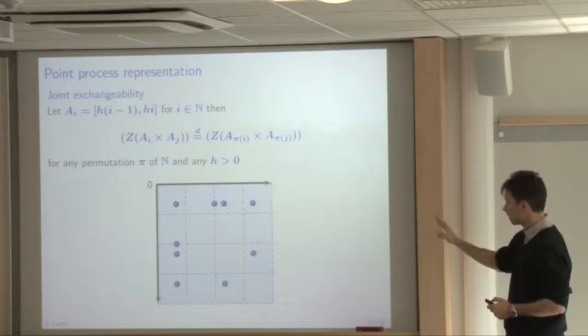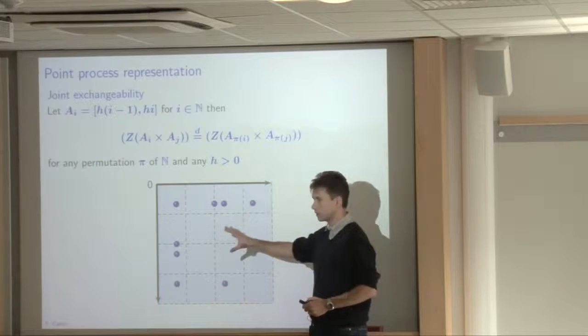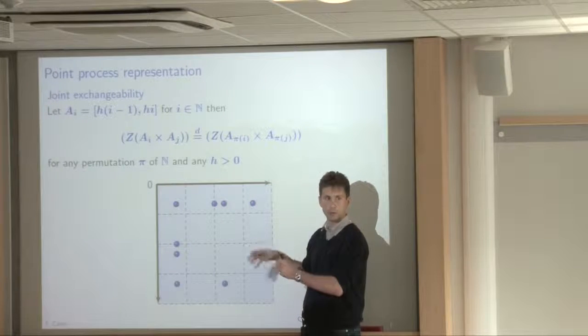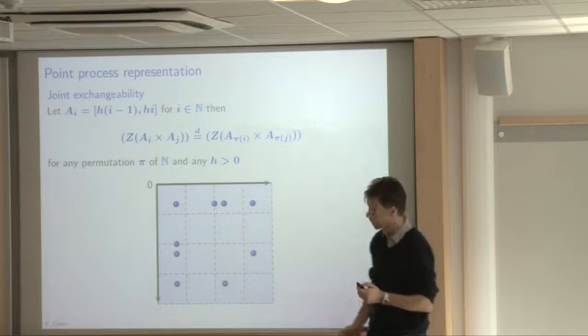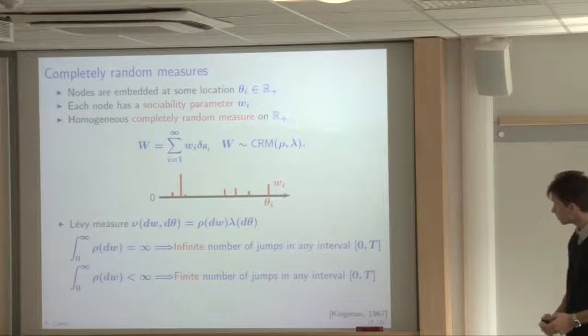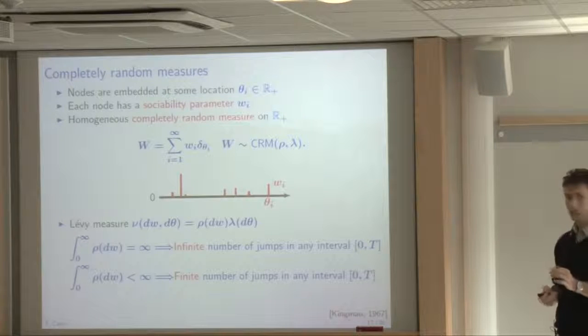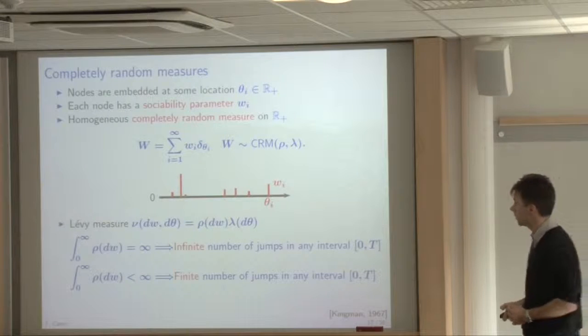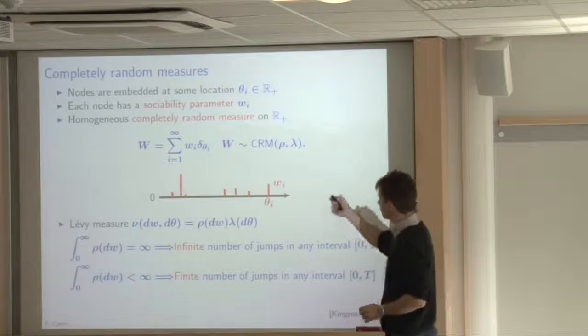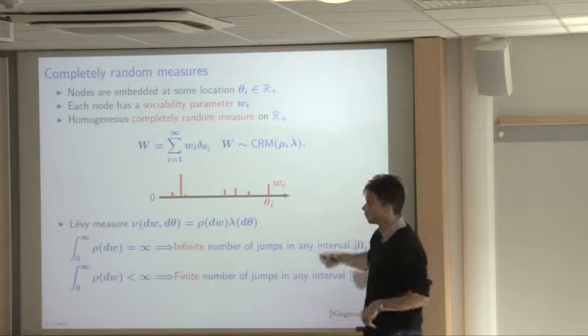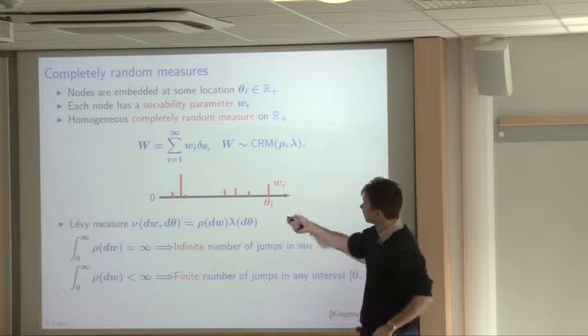Now I'll describe how the process will be represented. I will have these properties, and now I will describe the network model. How do I generate a network? As I've said, we'll assume that the nodes are embedded at some location theta_i in R+. Don't really bother about those locations. I won't try to learn them, and they do not tune the connectivity.